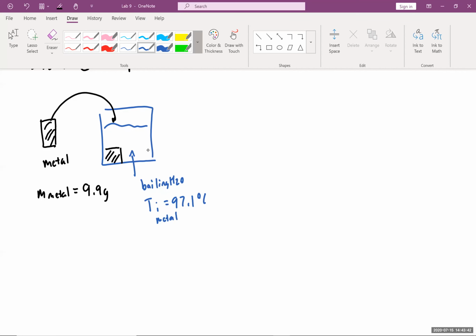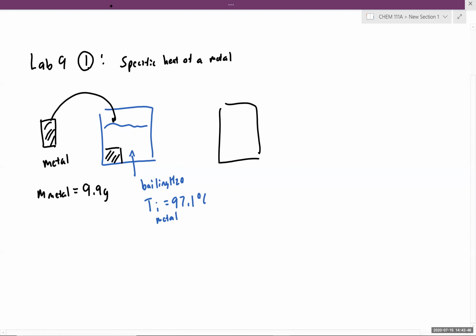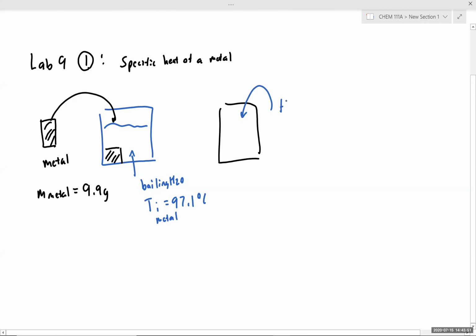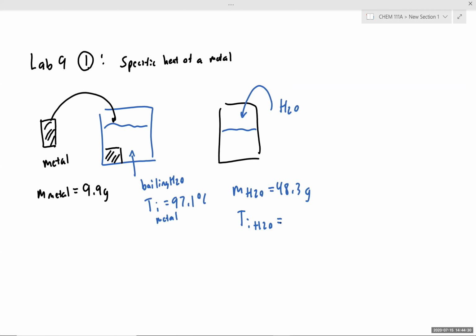Now, in a separate container, we have our calorimeter. And to our calorimeter, we added a known volume of water. So what mass of water did we add to our calorimeter in our first trial? 48.3 grams, okay. And what was the initial temperature of our water sample? 21.6 degrees Celsius. Okay.